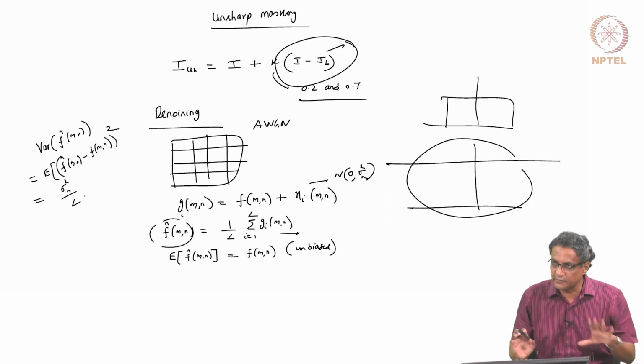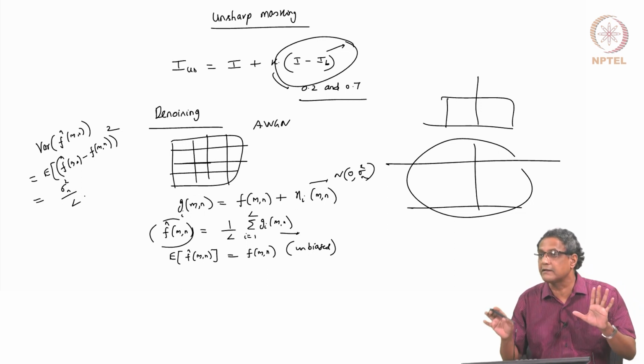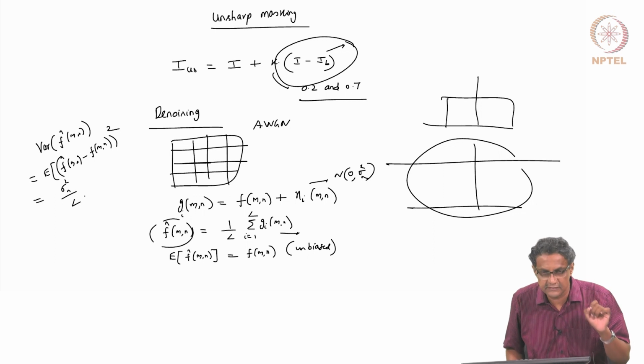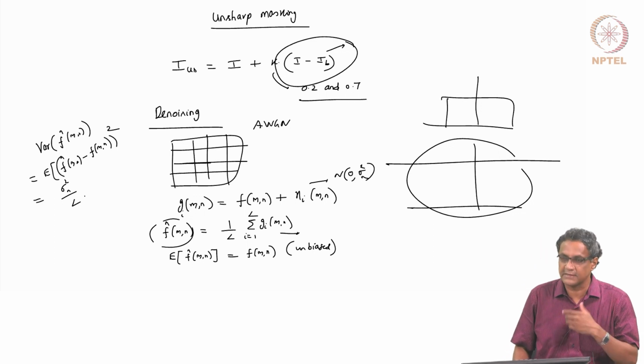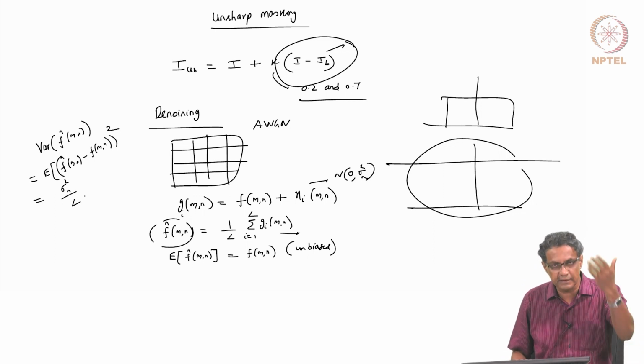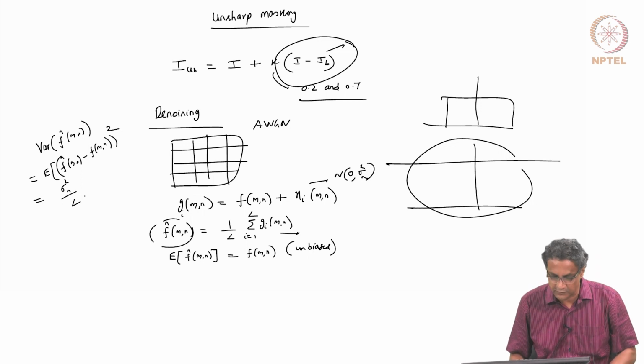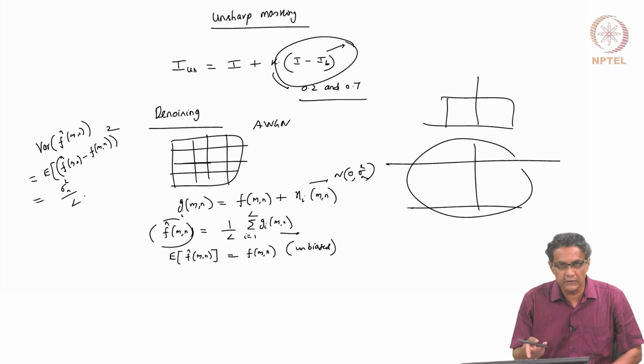That is the nicest thing you can get as an estimator, something that's unbiased and also consistent, in the sense that the more observations you add, the effective variance of the noise goes down. But in reality, you cannot denoise like this.